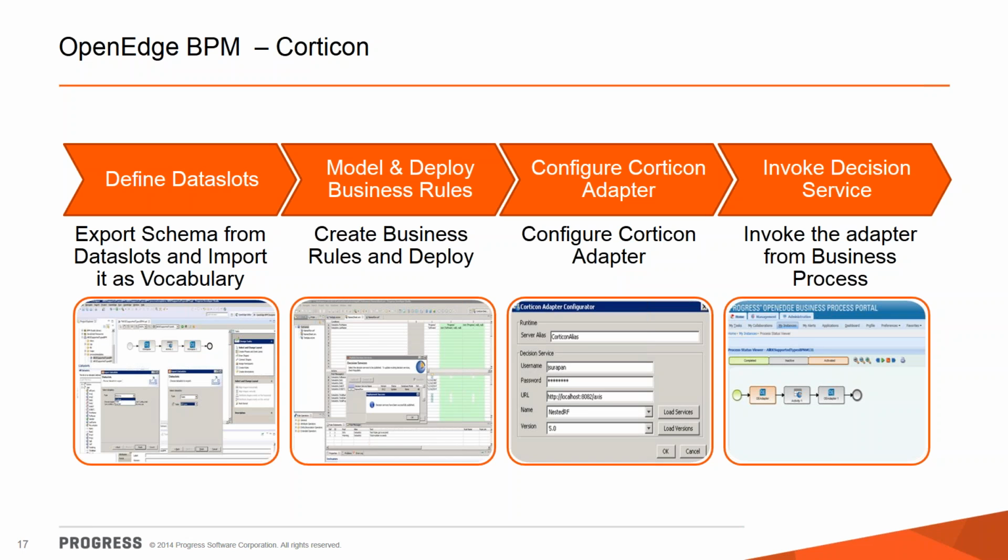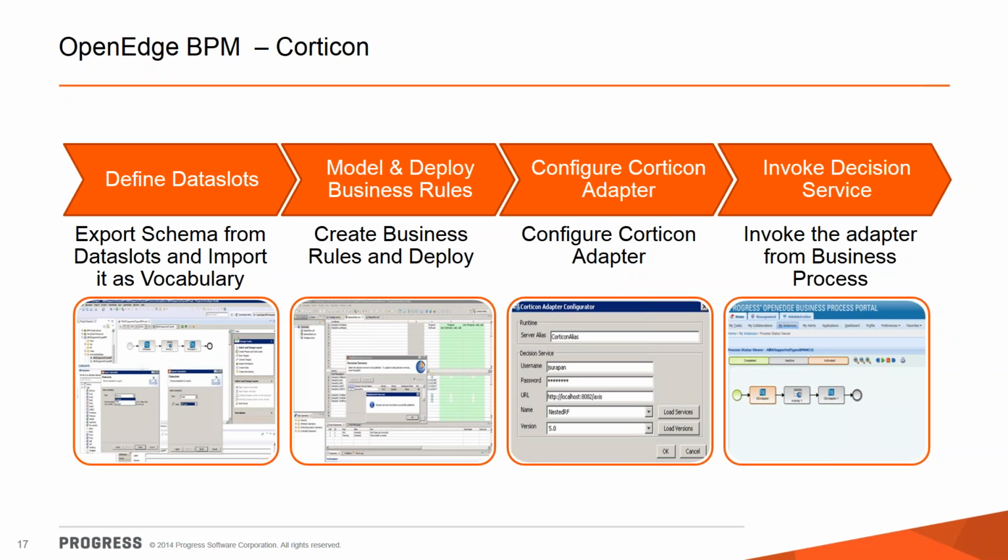Normally we support primitive types, ProDataSets, and temp tables as data slots in OpenEdge BPM. Once we have these data slots defined, we need to generate a schema out of them which the Corticon system understands. That is a business rules vocabulary definition. So using our BPM Studio, we create a BRVD file, which is consumed by Corticon. Once we are done with the BRVD file, the Corticon developer comes into the picture, where they consume this BRVD file and create a vocabulary out of it.